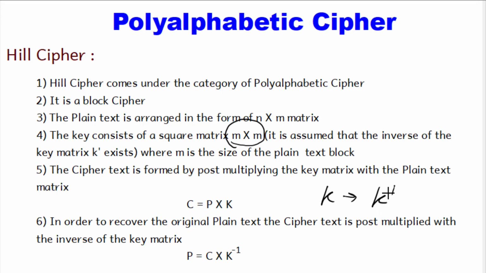If the inverse does not exist, then we cannot do this. So we select a square matrix k such that its inverse exists, that is k inverse. Okay, next for encryption, what we do is, we have the plain text.